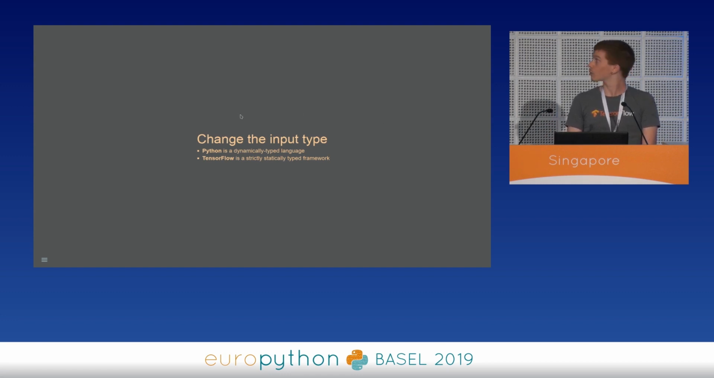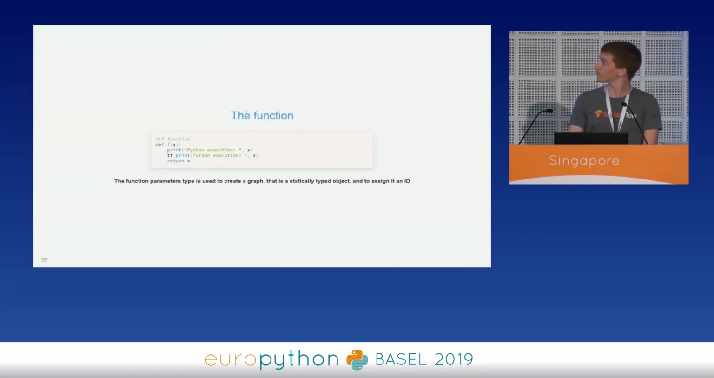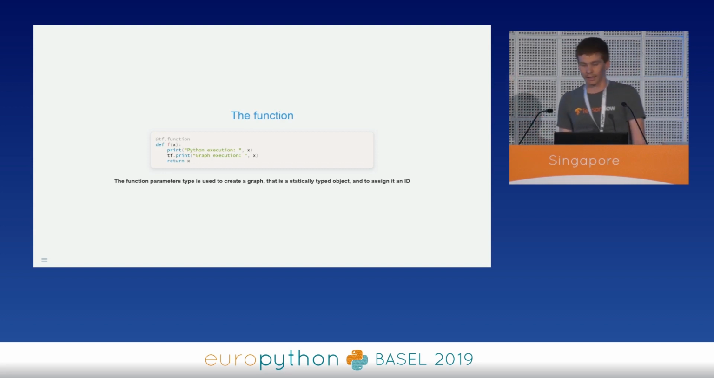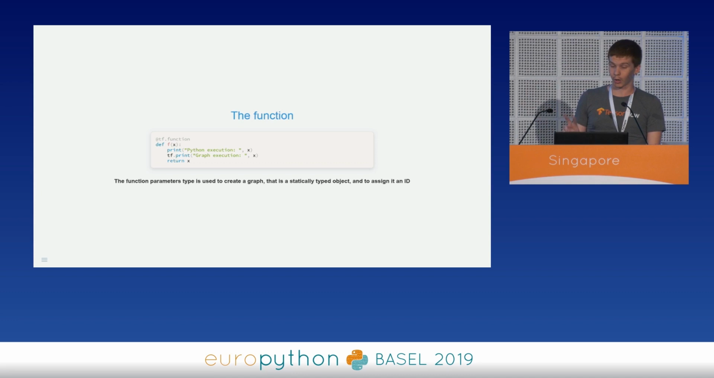So we are going to define a function to test what's going on when we change the input type. This is the function, it is the identity. As we can see, on line 1, the function accepts a Python variable x that can be literally everything. On line 2, we have a print function that's executed only once during the function tracing. On the third line, we have the tf.print function that is executed every time the graph is evaluated. In the end, since this is the identity, we return the input parameter.